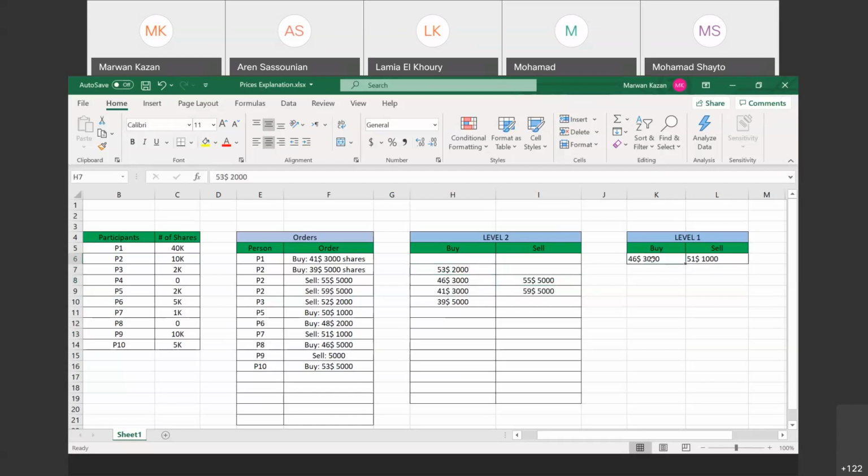Okay. Now again, the level 1 will update: 53, 2,000 shares. And over here it will be $55, 5,000 shares. So what do we notice, guys? We noticed when we bought, the price went up from 51 to 55. Okay, so what does this mean? What can we conclude here? We conclude that buying takes the price up. And we also conclude that selling takes the price down.